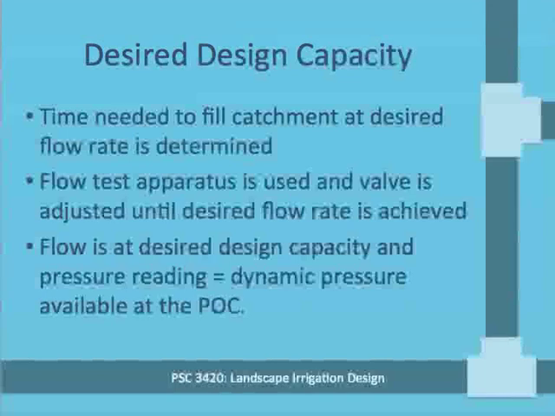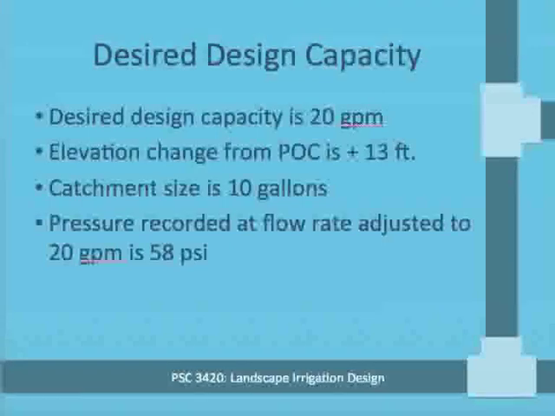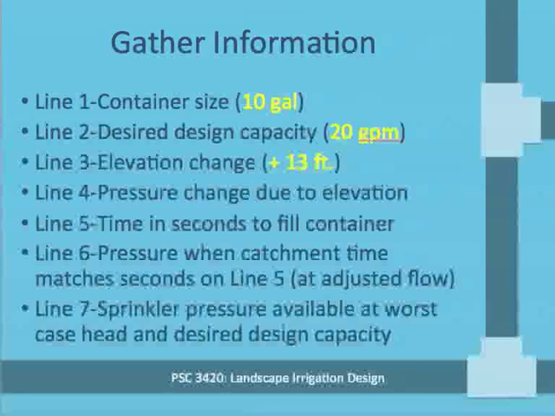And this method accounts for all pressure losses and changes due to elevation change through the system, pipe, valves, and other components that you may not know about. So as an example, let's go through this one. Let's say you have a desired design capacity of 20 gallons per minute. The elevation change from the point of connection is 13 feet. Catchment size is 10 gallons. And then as we adjust the flow rate to 20 GPM, the pressure gauge reads 58 psi. So the question is then, what is the design capacity?